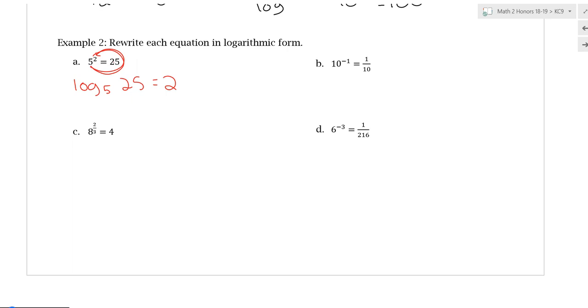So your first, like, there's always two numbers before your equals sign. That could be another good way to think about it. Same thing here. Log base 10 of 1/10 equals -1. Here, however, I'm then going to switch that to just be log of 1/10 equals -1, right? That's our common logarithm. We don't write the base.